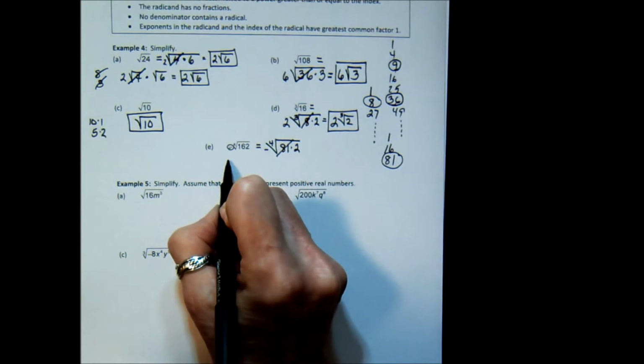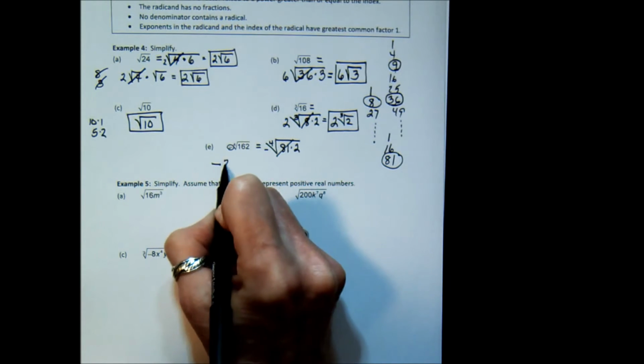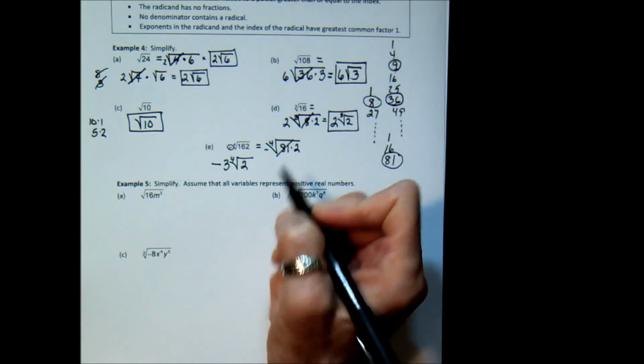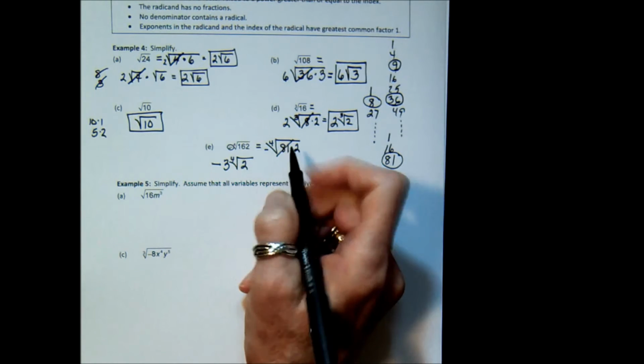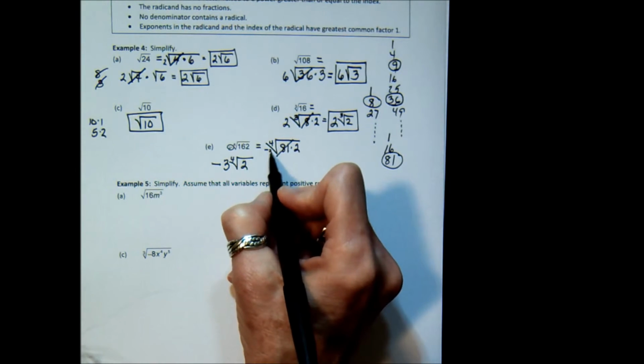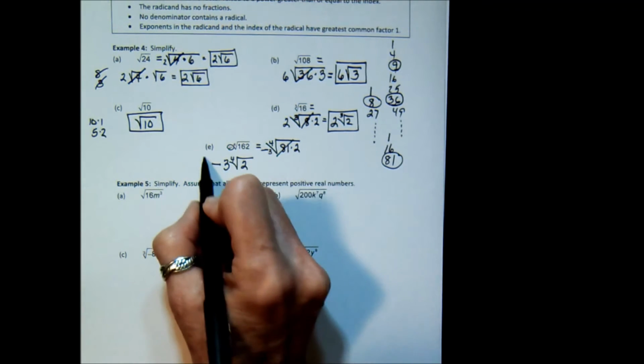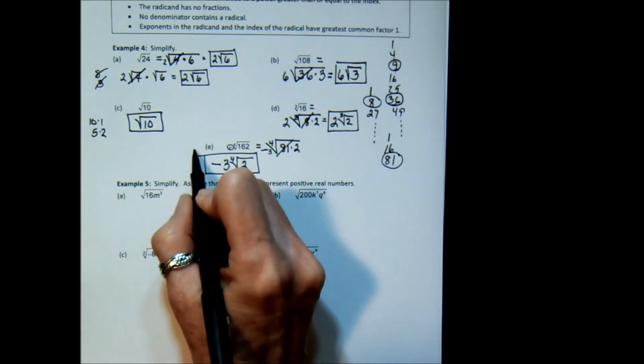So I get negative 3 fourth root of 2. Be careful where you place that 3. It goes right up against the radical sign, after that negative. The negative is just stuck onto the front. So this one you've got to be careful how you write it.